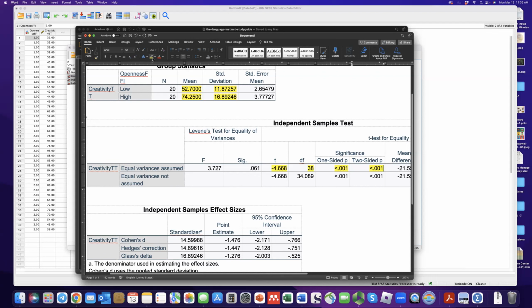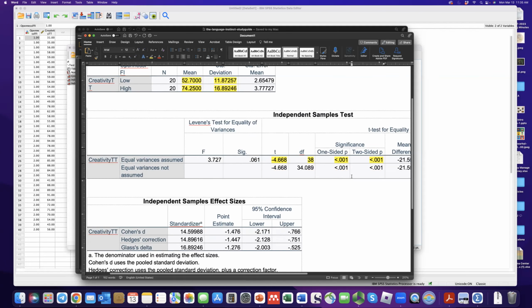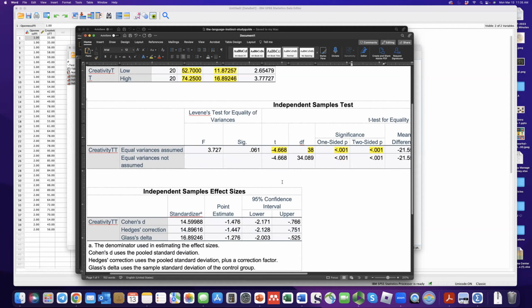So if I say, I expect, your hypothesis is that people who are high in openness will score higher on the creativity test, then you would use the one-sided P. If I said, I don't know who's going to be higher, I just think that they're going to be different, I don't know if high or low openness is going to be higher on the creativity test, then that would be a two-sided P. So that's where the directional versus non-directional hypotheses come in. And so that's really all you need to write this up.